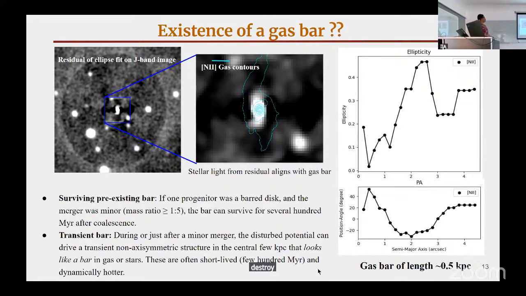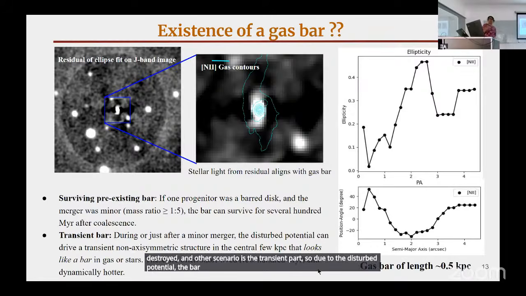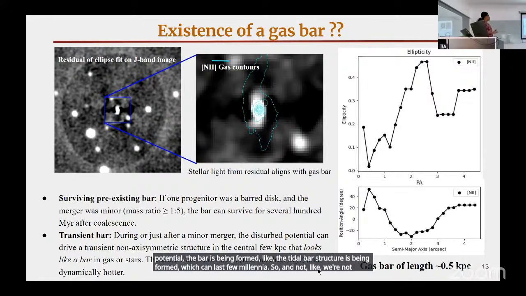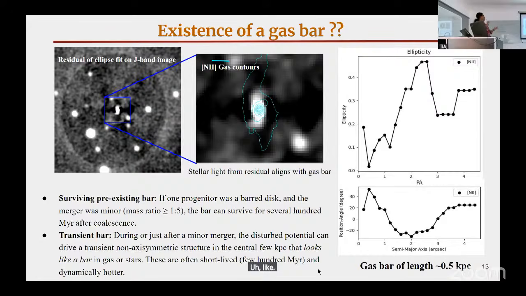And the other scenario is the transient bar. Due to the disturbed potential, a bar is formed, like a tidal bar structure, which can last a few million years. So we are not sure yet how this gas bar exists, which is situated overlying the residual image's central structure.